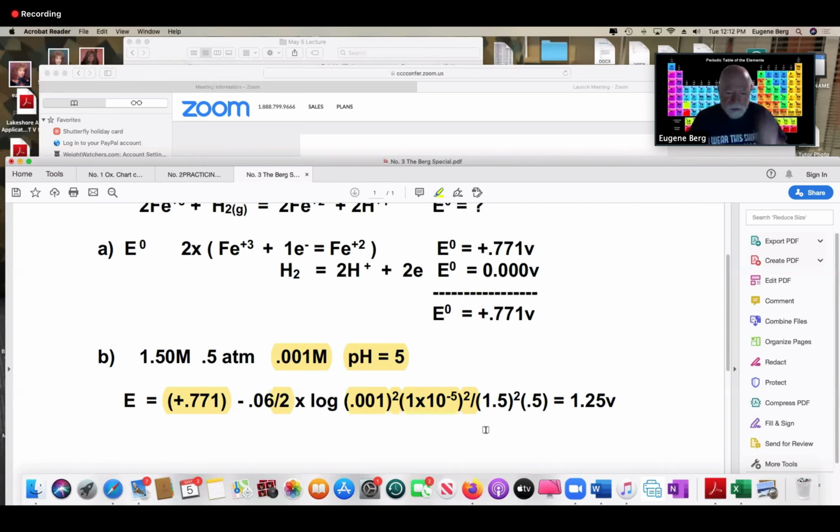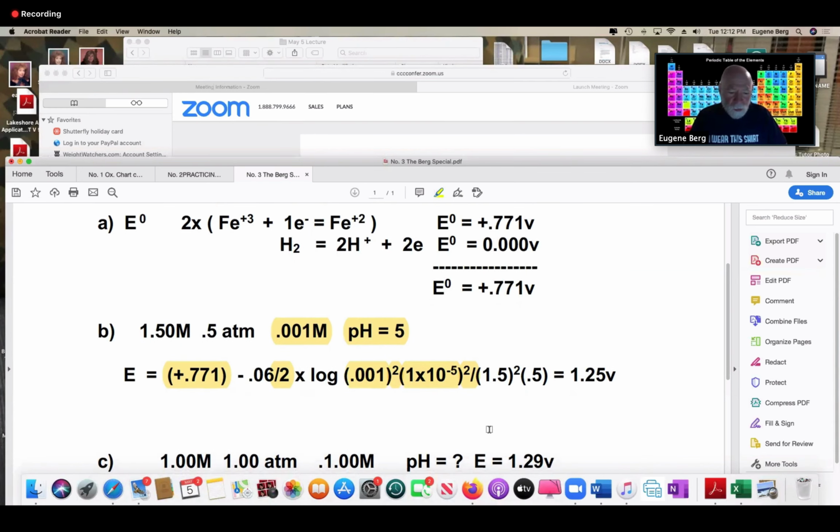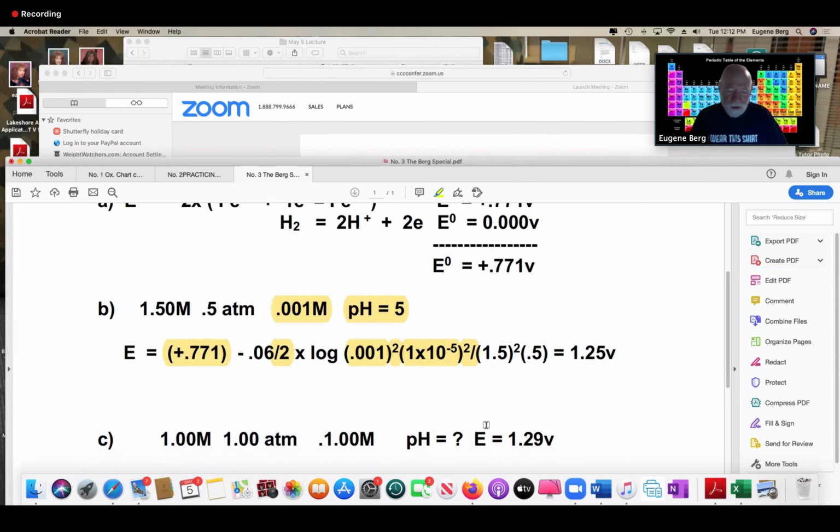Okay, here comes Super Killer. This is the one I've been building up to. This is really the Berg special.